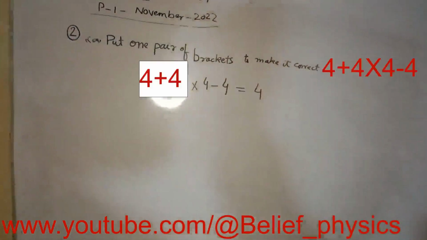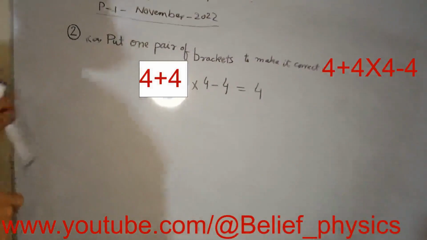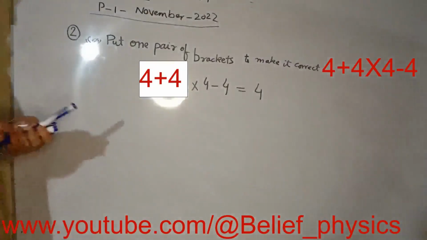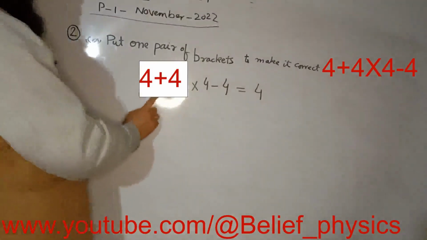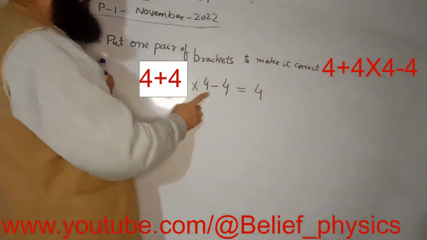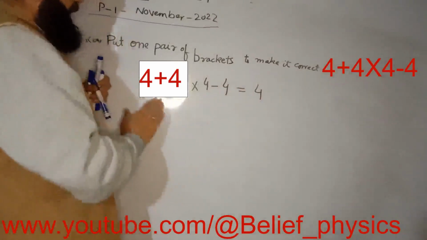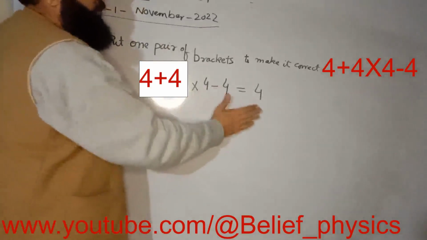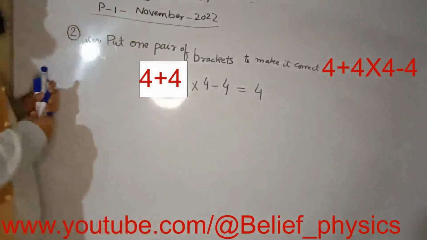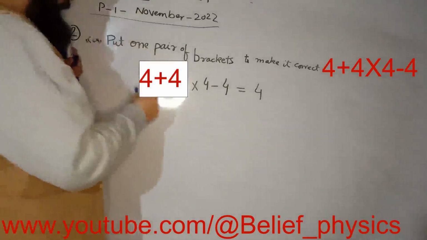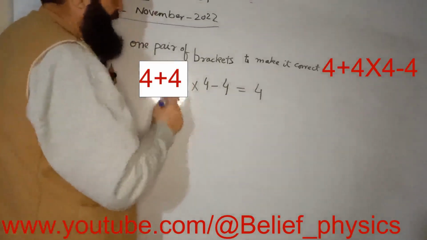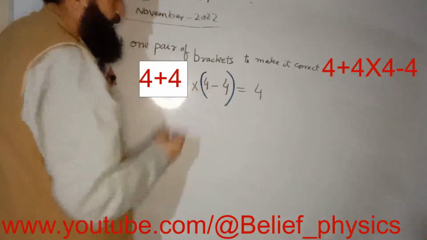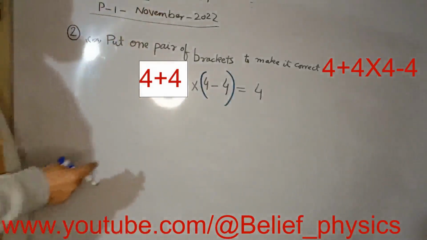Question number 2, part 1 is put one pair of brackets into this calculation to make it correct. Look here, it is 4 plus 4 multiplied by 4 minus 4 equal to 4. If we can make this thing 0, then 4 plus 0 is equal to 4. In order to make it 0, we should have 4 multiplied by 0. So in order to make it 0, we put a bracket here.